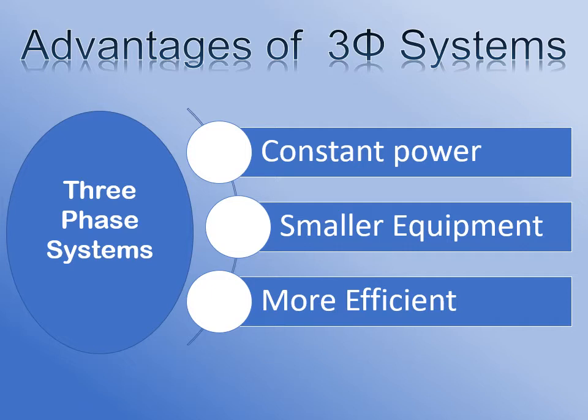This provides a much improved operating characteristic for any three-phase machine. This allows us to have much smaller equipment. Also, because you have constant power, you can also have a reduction in the size of your conductors feeding your three-phase systems.